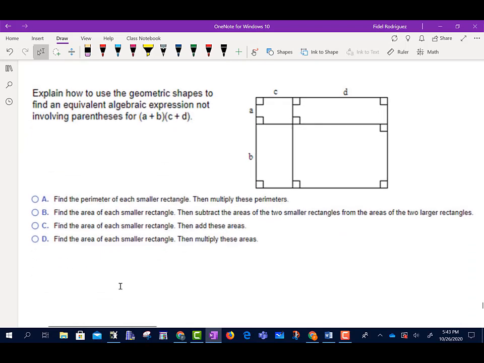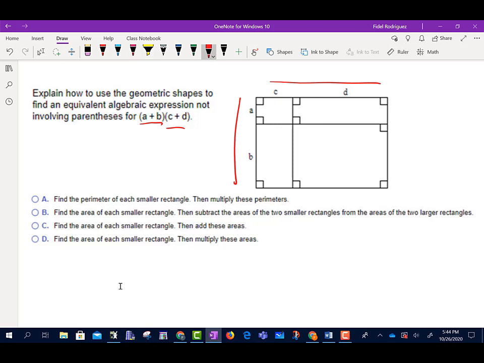Okay, so it says, explain how to use geometric shapes to find an equivalent expression not involving parentheses for a plus b times c plus d. Okay, so let's see what we're going to do here. We're trying to find, if you look at this formula here, a plus b times c plus d. So they're saying, can we take this distance times that distance?